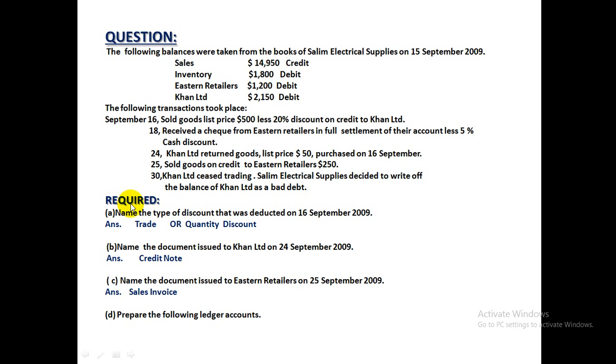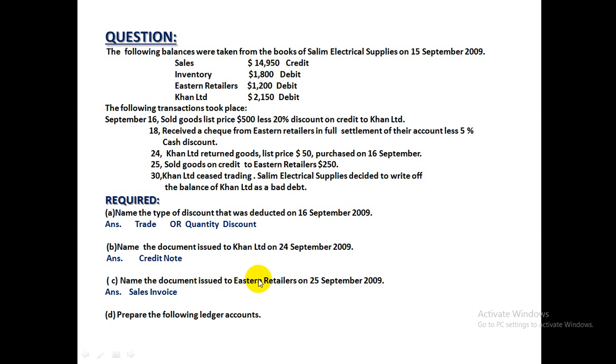Requirement is: name the type of discount that was deducted on 16th September 2009. Because we are offering them the discount being a regular customer, this is called trade or quantity discount. Name the document issued to Khan Limited on 24th September. For the return of goods, we always issue the credit note. So this is the document issued to Khan Limited.